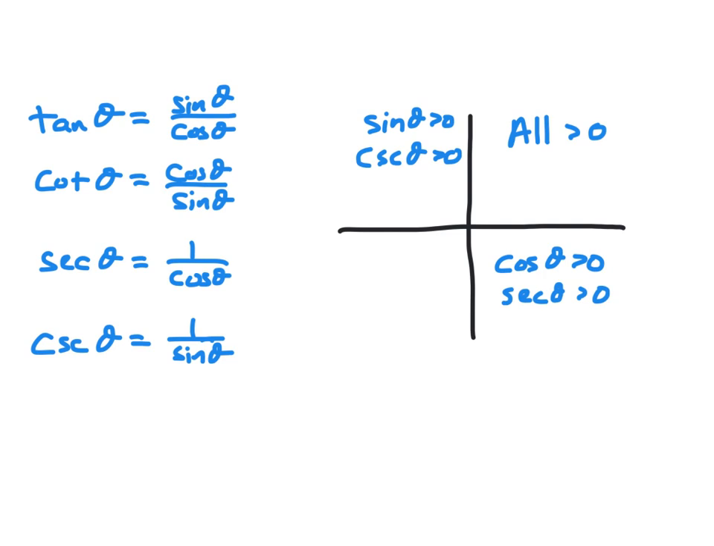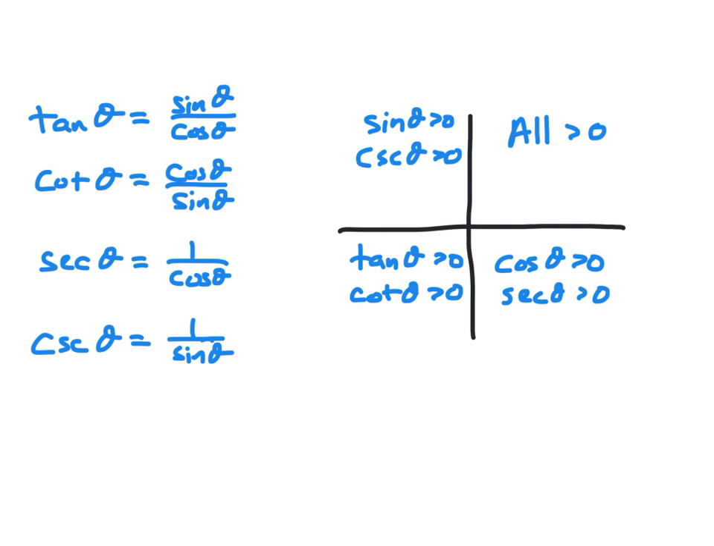Now, in the third quadrant, we know sine and cosine are negative, which means secant and cosecant, their reciprocals, are also negative. However, if we consider tangent, which is sine divided by cosine, that is a negative number divided by another negative number, and that results in a positive number. So the tangent of theta in quadrant 3 will be positive. And the same goes for the cotangent of theta.